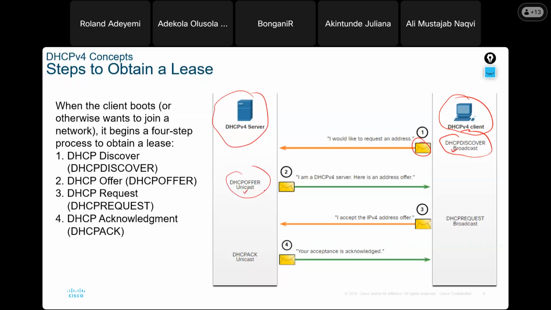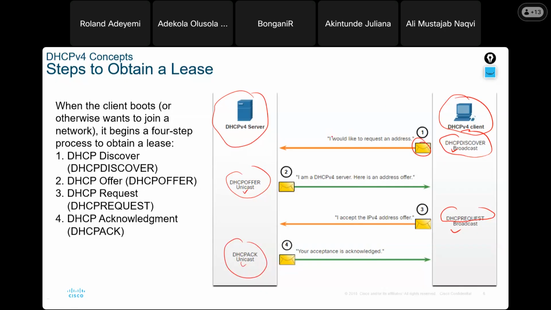And that message is a unicast. It is okay. I am the DHCP server. Here is an address for you. Then the computer will reply with DHCP request, which is also a broadcast again, and say, I accept the IP version 4 address offer. And then the server will reply with DHCP acknowledgement, which is also a unicast. Your acceptance is acknowledged. That is when a computer gets an IP address.